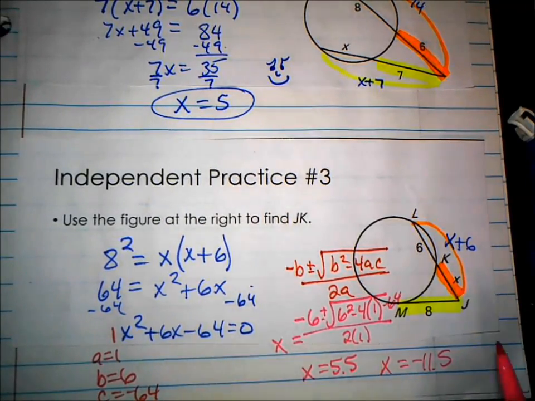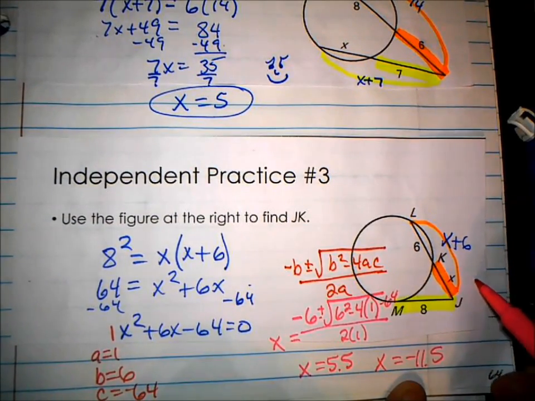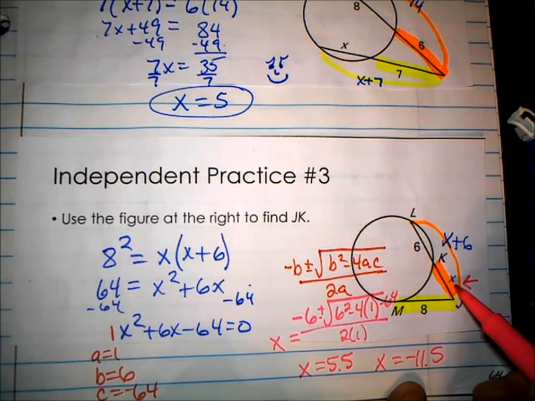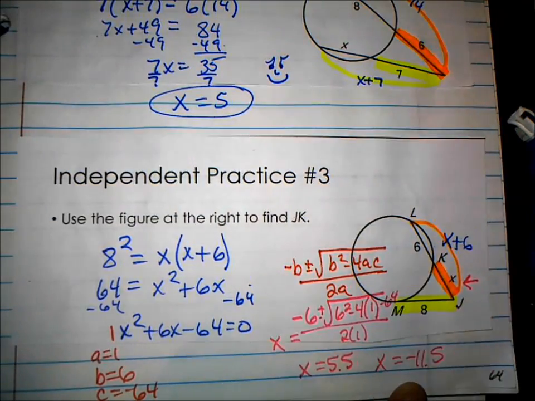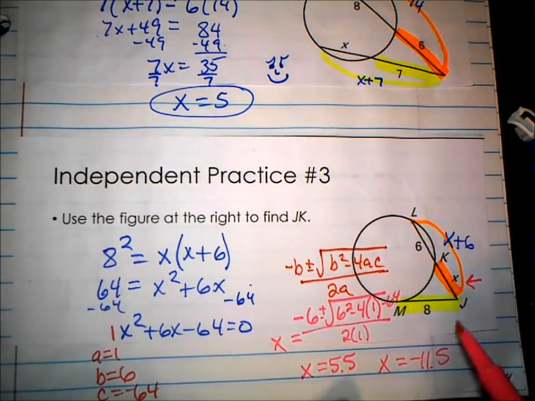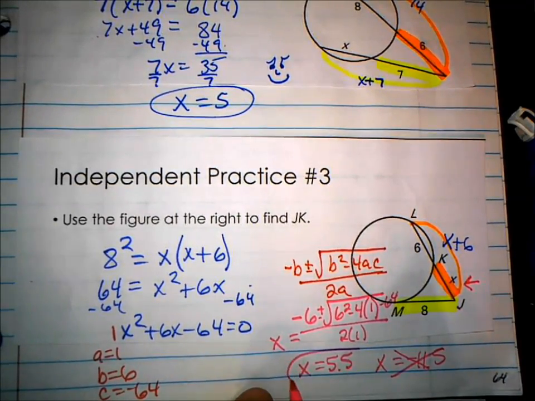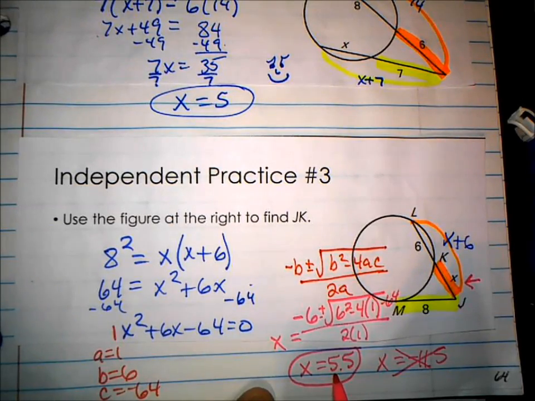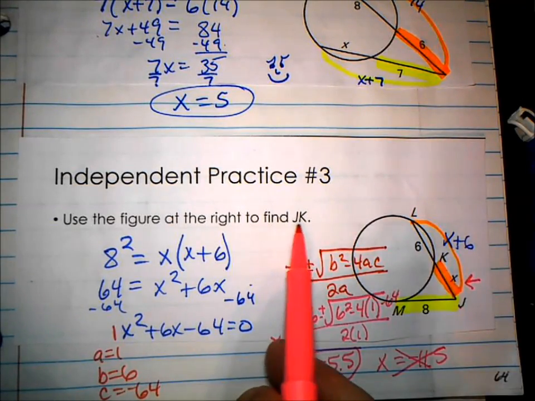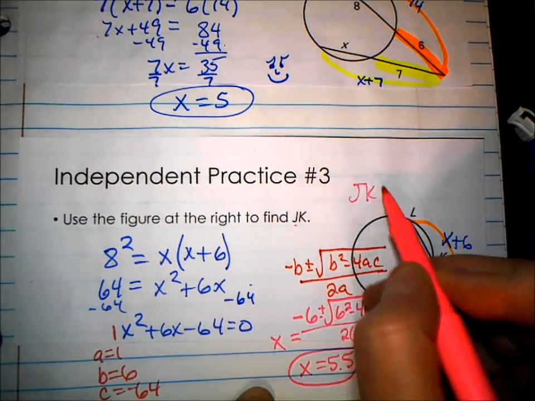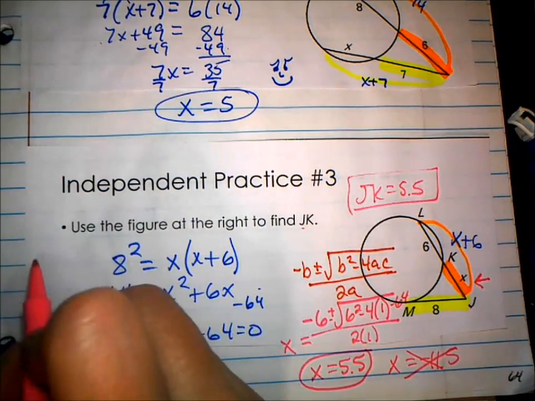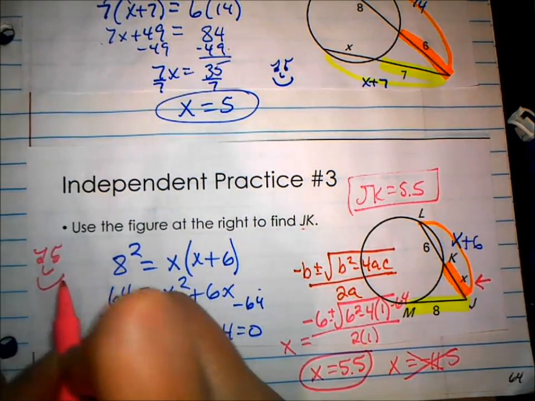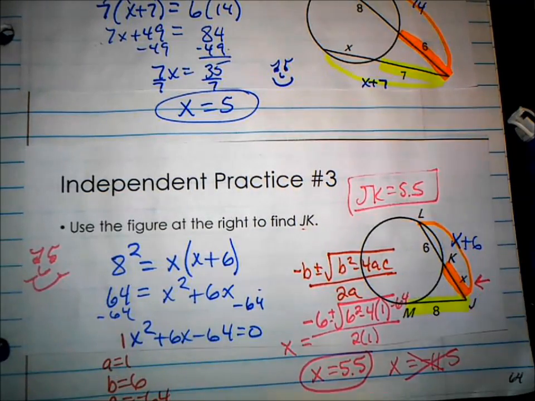And I'm double checking this one, and notice right here KJ is the external secant, and I can't have a negative length for that part, so that means this one is out, and my only answer choice is 5.5 for JK. For your answer. Alright, if you got it correct, make sure you're giving yourself smiley faces and being proud that you made it through that problem.